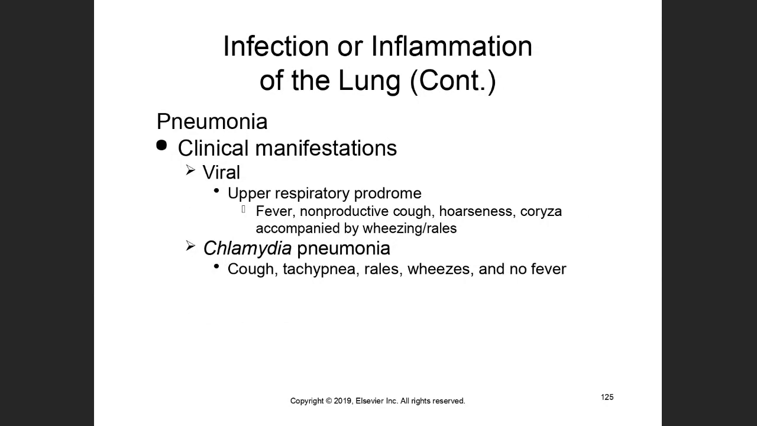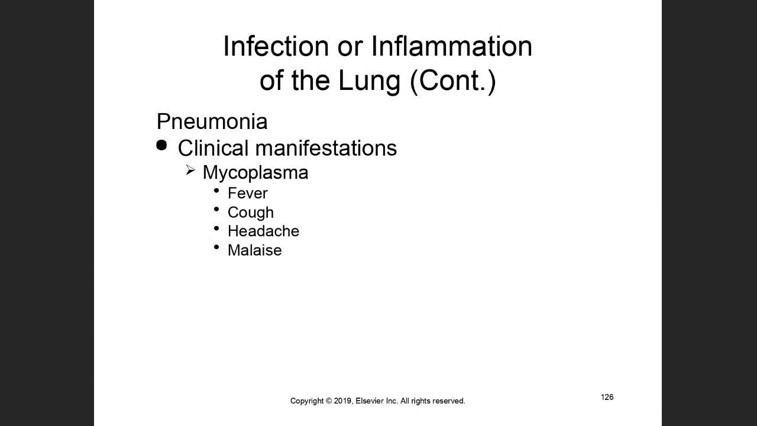Manifestations: viral has an upper respiratory prodrome, fever, non-productive cough, hoarseness, coryza, accompanied by wheezing and rales. Chlamydia pneumonia: cough, tachypnea, rales, wheezing, and no fever. Clinical manifestations of mycoplasma: fever, cough, headache, malaise.